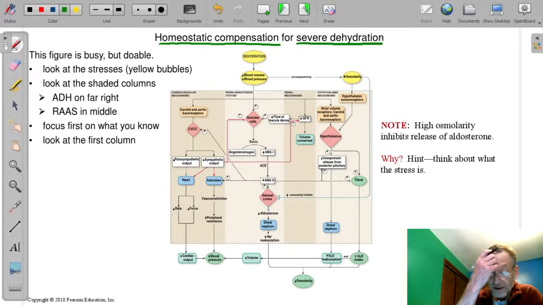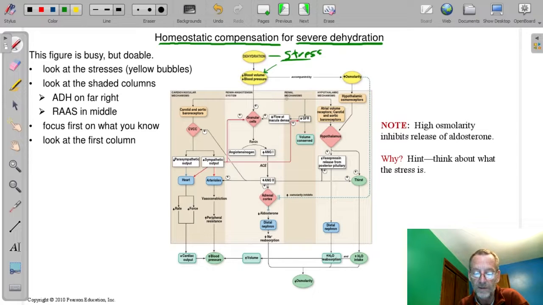So I put some suggestions over on the left. When you see a busy figure like this, you have to start breaking it down. You have to pick something, start somewhere, and just work your way through it. So let's start by identifying the stress. Dehydration. Okay. And that should make sense. We have a lower blood volume. We have a lower blood pressure.